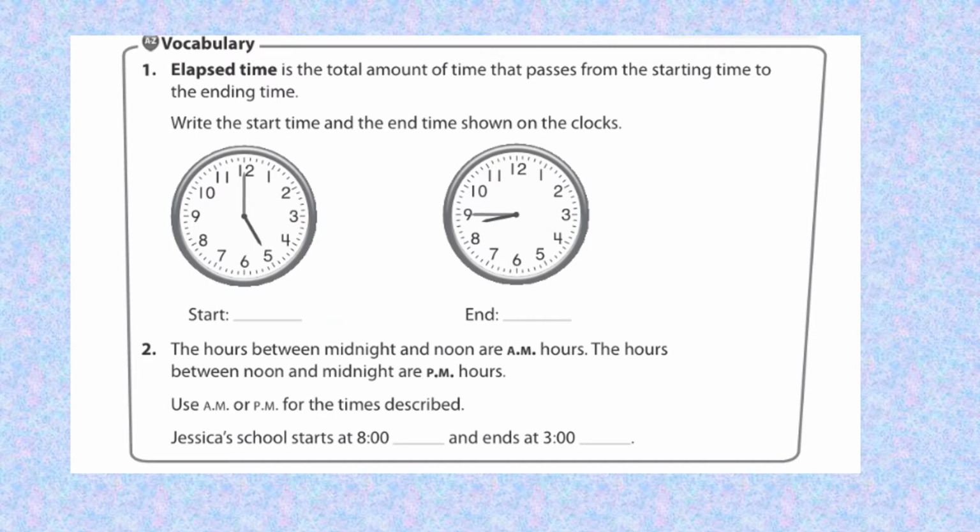Today we're taking a look at elapsed time. Elapsed time is the total amount of time that passes from the starting time to the ending time. So write the start time and the end time shown on the clocks.